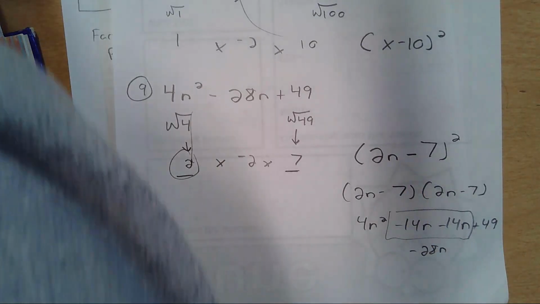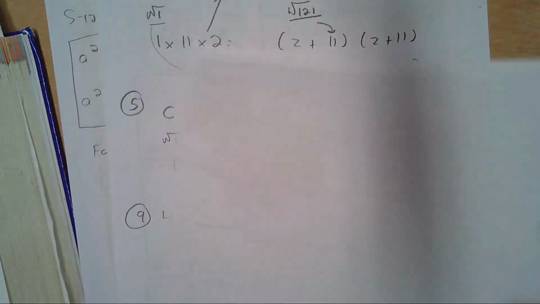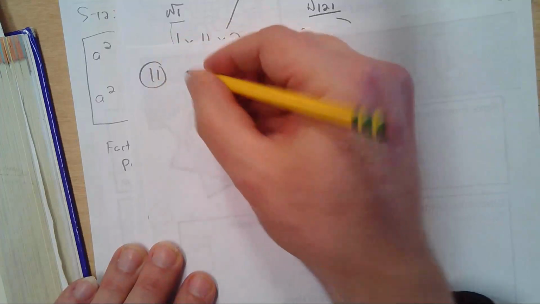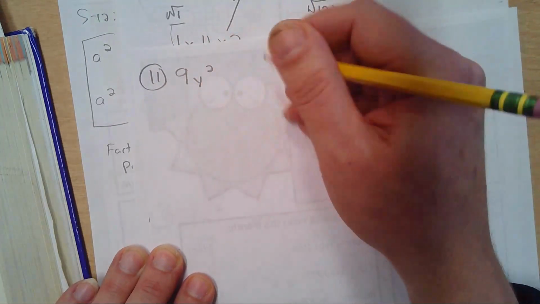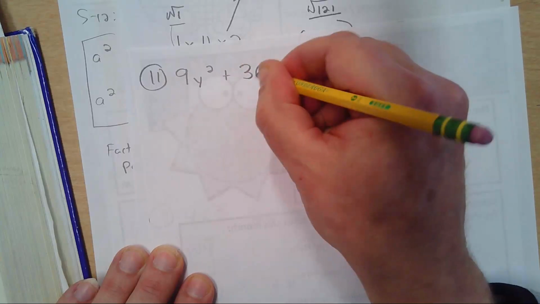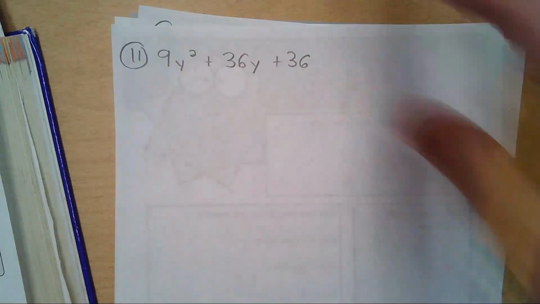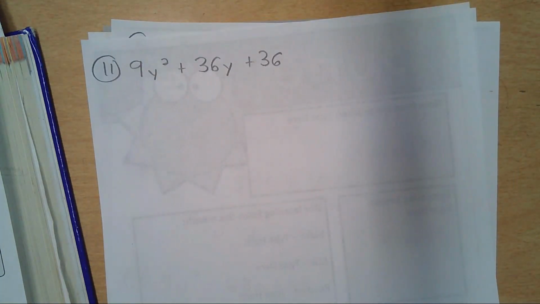Let me try number 11. 9y squared plus 36y plus 36. And again, all these in this homework today will fall into this nice pattern here.